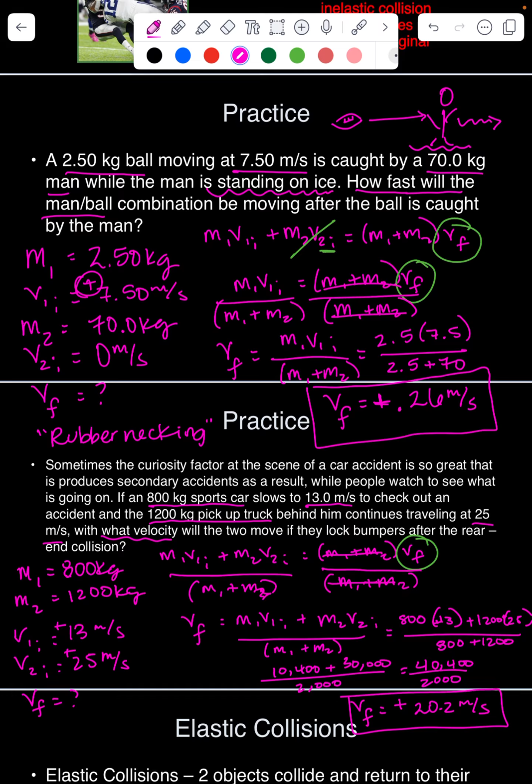So they're still traveling forward. They're just traveling forward together now. And if you notice, it's going slower than what that pickup truck was going in the first place because it added some mass to it. All right, so that is perfectly inelastic collisions.